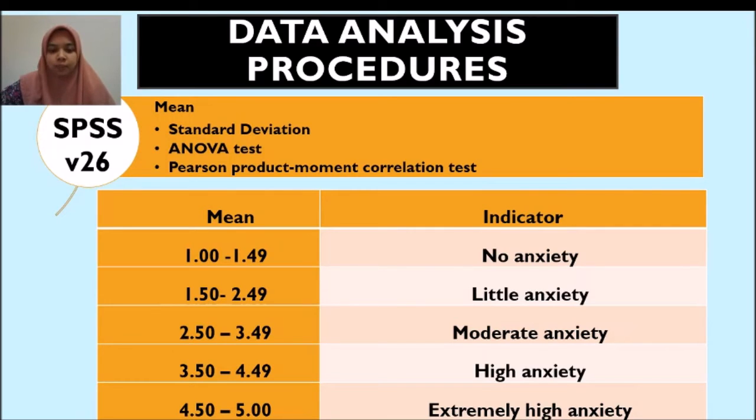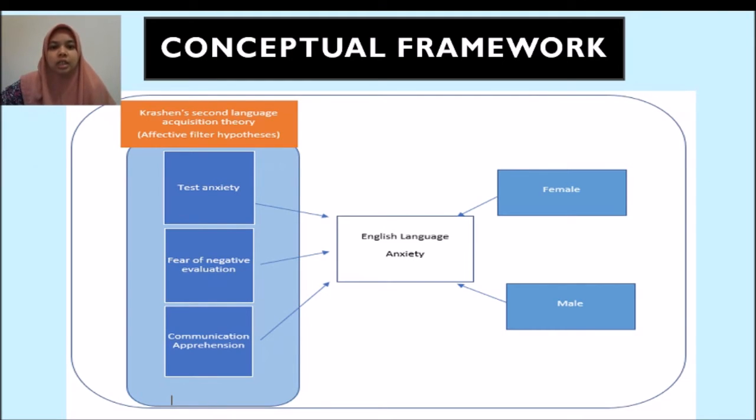language anxiety. Below is the table that I use, the mean table and also the indicator. Students who show a mean of 1.00 until 1.49 are considered to have no anxiety at all. This is the conceptual framework that I use.